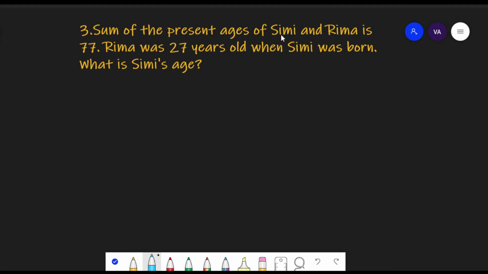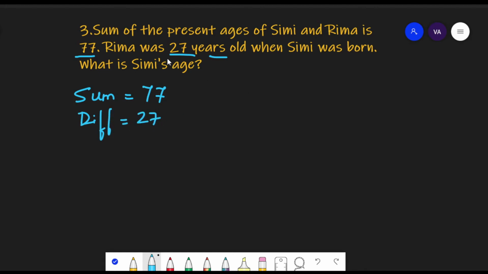The sum of the present ages of Simi and Rima is 77, and Rima was 27 years old when Simi was born. So first, let us do the first step of identifying whether it is a sum and difference problem. Yes, the sum of the present ages of Simi and Rima is 77. So the sum is given as 77. So where is the difference given? Here the difference is 27.